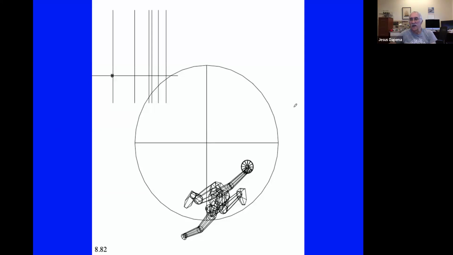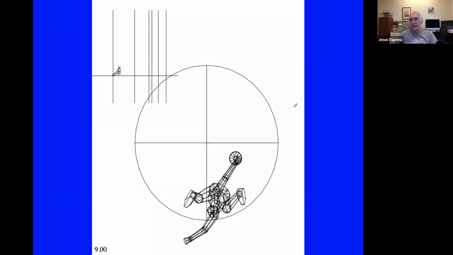Okay, so let's see. You will see that the shoulder is kind of hard to see in this view, but the shoulders are going to rotate counterclockwise faster than the hips. It's not easy to see in this view, but believe me, it happens.